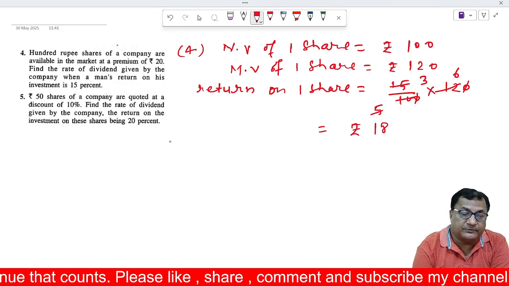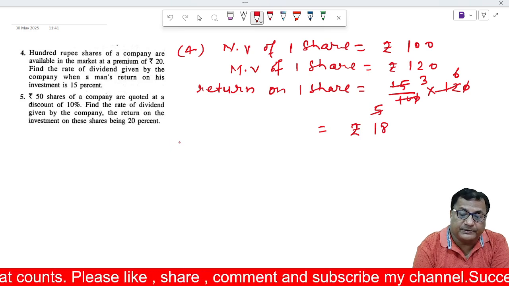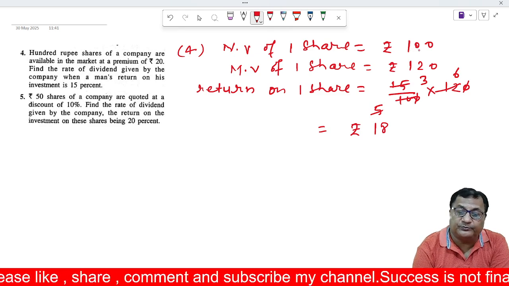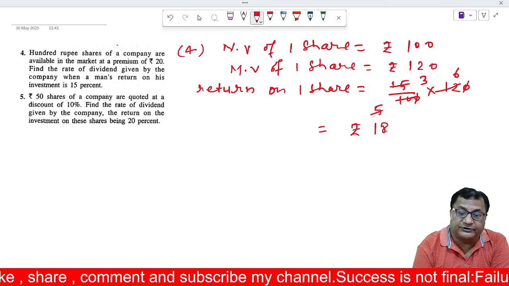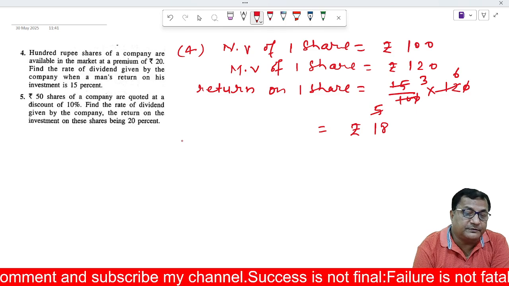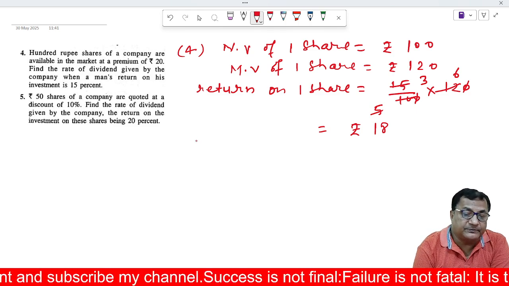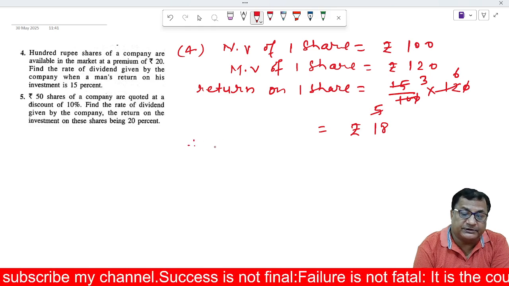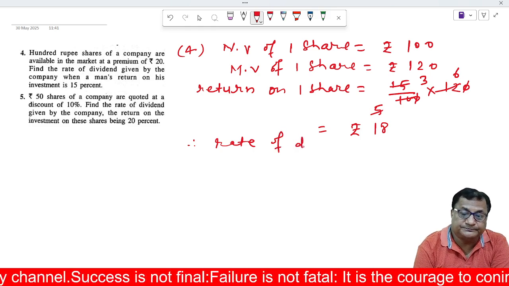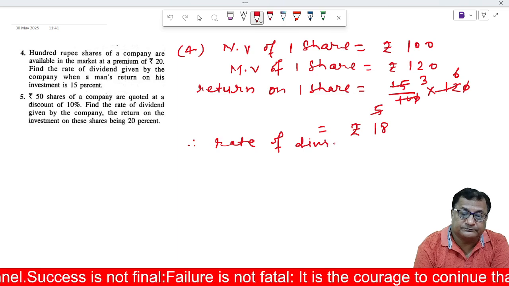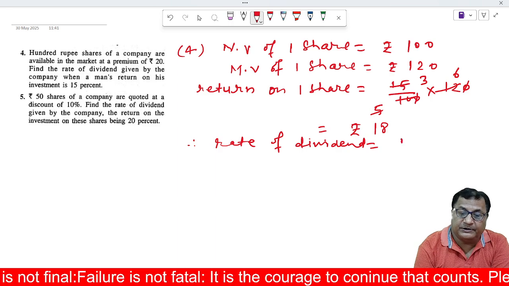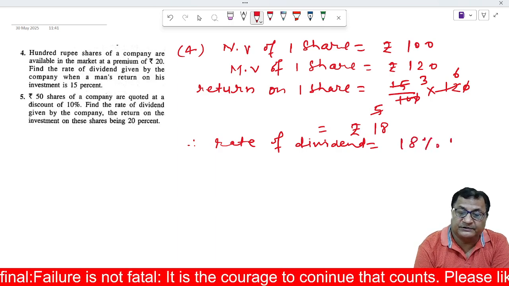Since the nominal value of one share is rupees 100, and the return is 18, find the rate of dividend. Therefore, the rate of dividend is equal to 18%. This is the answer.